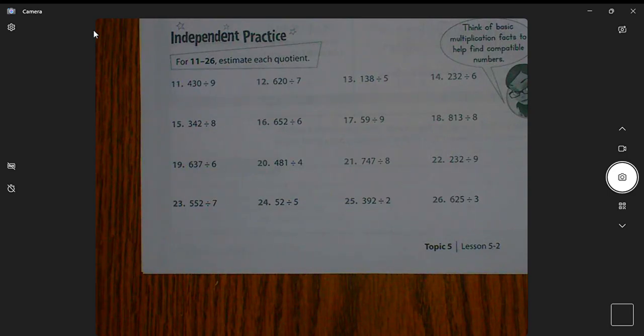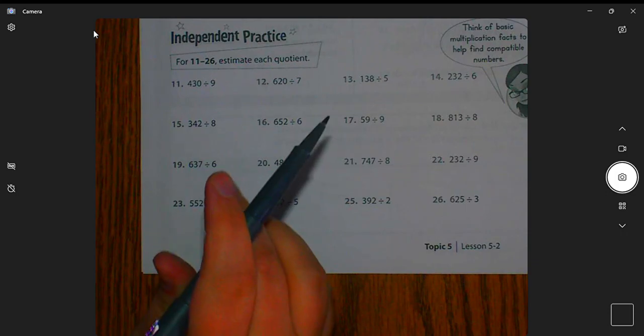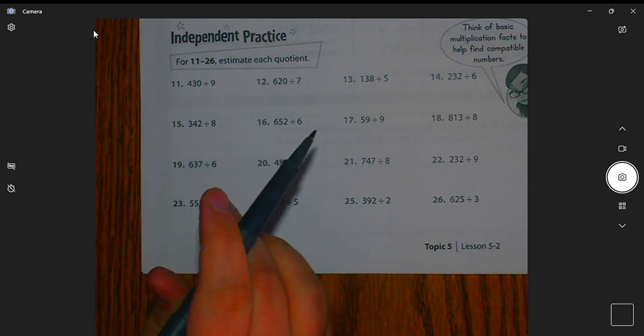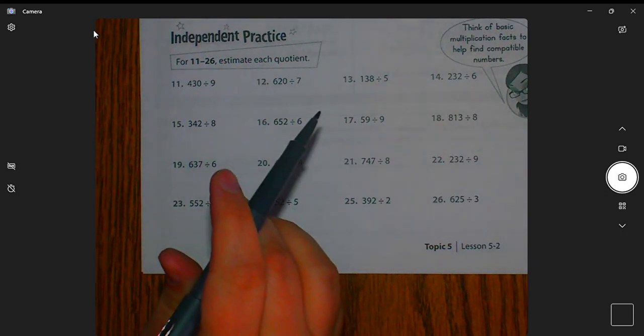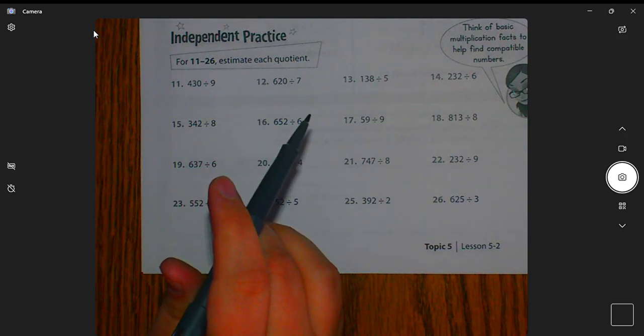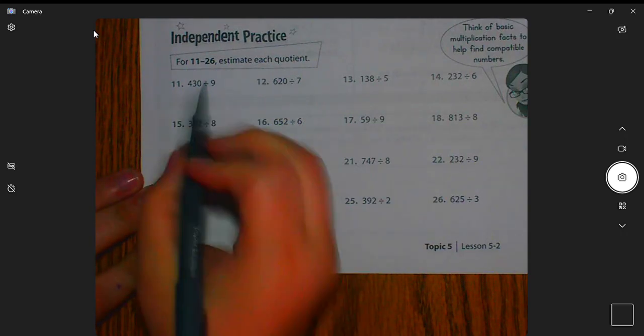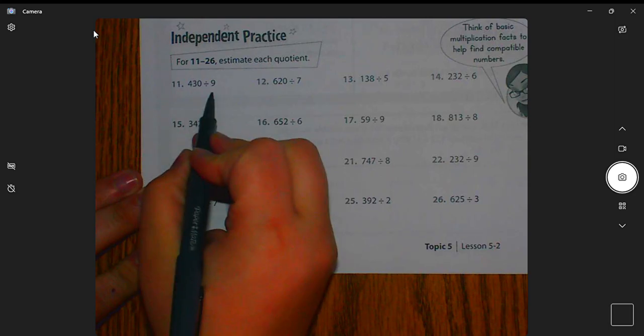Welcome back. Today we are going to divide using mental math and compatible numbers. When I divide using compatible numbers, I try to find the closest fact that I can get to with my divisor. So 430 divided by 9, that doesn't divide evenly.